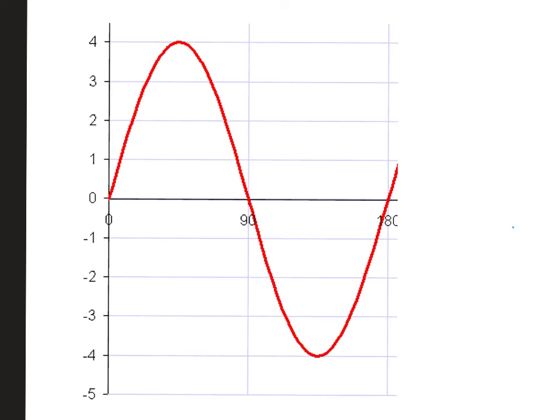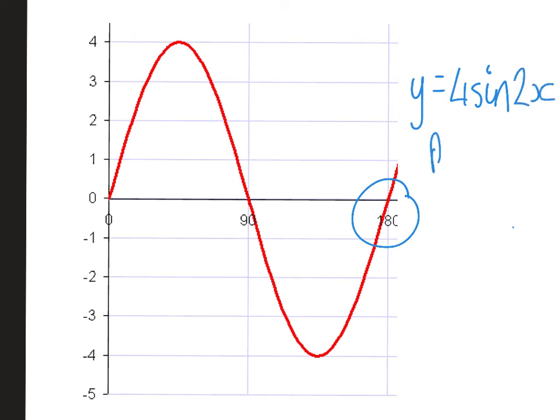Okay, so this one is a sine. The highest number is 4. So this one is 4 sine. One wave finishes at 180. Two 180s make 360. So that would be 4 sine 2x, and it would have a period of 180 degrees. That's where it would start to repeat.